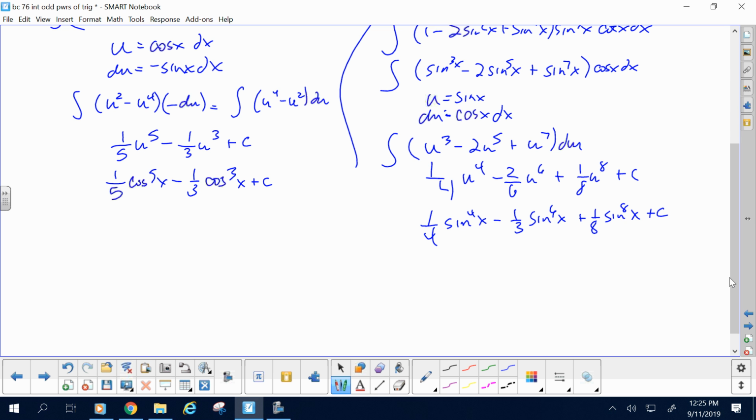Now you might ask, what if you had gone the other way? Wouldn't this answer all be in cosine terms? The answer is yeah. And you might say, how could they be equal? They are equal because the constant is different.